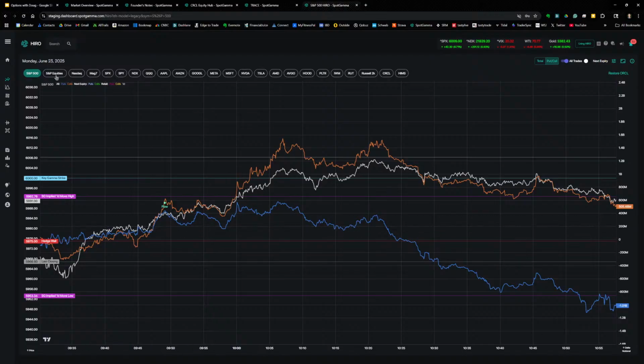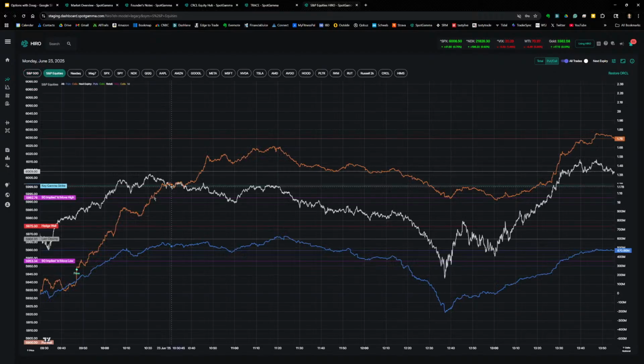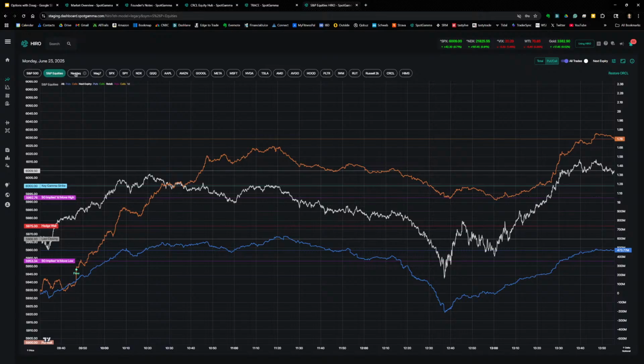Another signal that we can take a look at for the S&P 500 is the S&P 500 equities, showing options trades, market maker hedging activity for all 500 stocks in the S&P 500 index. And it typically does not show the turning points as quickly as the index signal does. All right, so let's move on to NASDAQ.